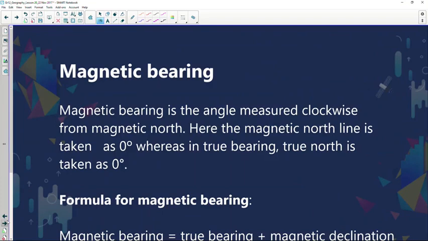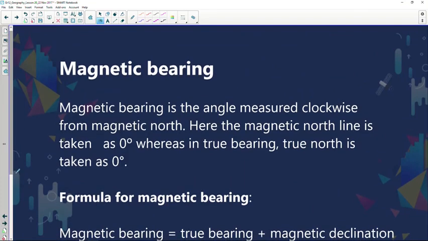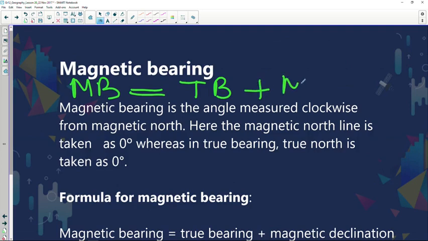Now magnetic bearing, before I continue, I'm just going to write out the formula. Magnetic bearing equals true bearing plus magnetic declination. Now when we work with true bearing, we work with our protractor and we use our degrees. And then the magnetic bearing, like we just discussed in the previous couple of slides, when we need to go and calculate it. Let's quickly look at what the notes tell us.